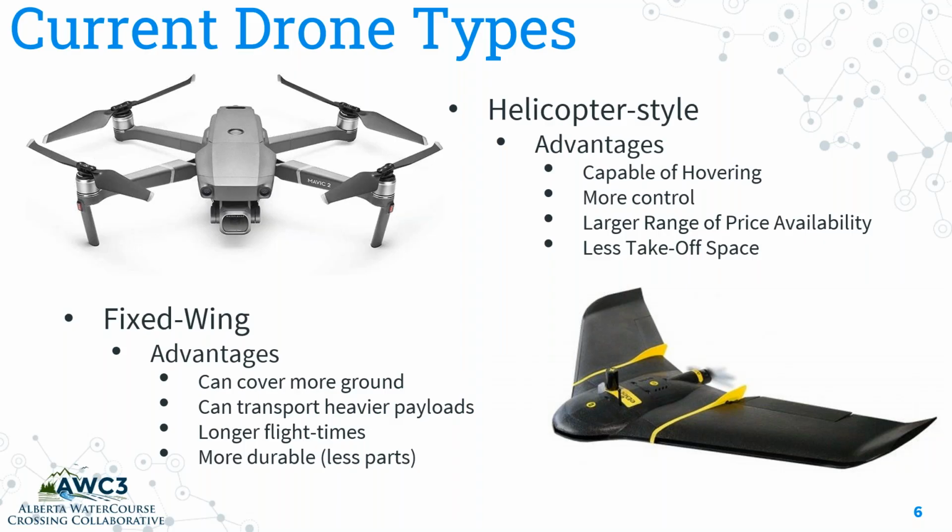in less time. They can transport heavier payloads than your quadcopter can. They typically have longer flight times. A quadcopter is typically limited to anywhere from 10 minutes to 30 minutes, depending on the weather conditions, whereas a fixed wing drone can fly upwards of 2 hours on a single flight. And they're typically more durable, but fixed wings also tend to be a lot more expensive than your quadcopter or helicopter style drone.